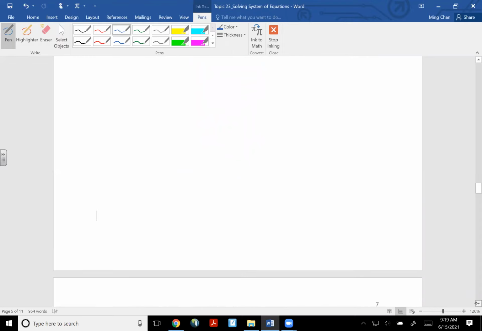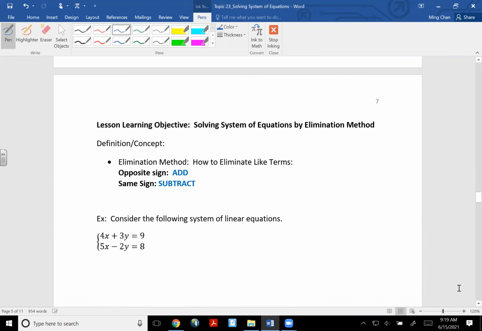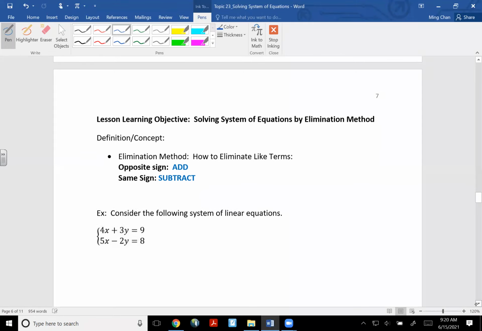Now another method is called the elimination method. All right. Elimination method is used when none of the 4 coefficients is 1. So then we have to use the elimination method. So how do you eliminate? When terms have opposite signs, to eliminate them, to cancel them out, we have to add. If they have the same sign, we're going to subtract. Okay, so I'm going to show you how to do this.